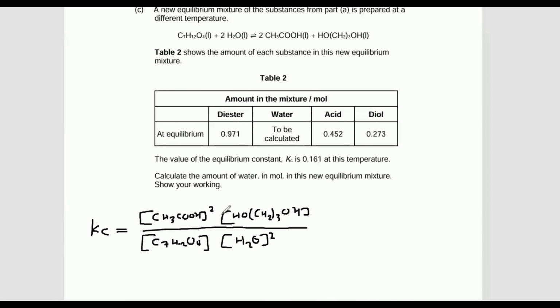So that's the expression. Now I need to just plug the numbers in and work it out. There's no rearranging. Oh no, there is rearranging for this one. We need to find out what the water is. So let's go through the rearrangement.